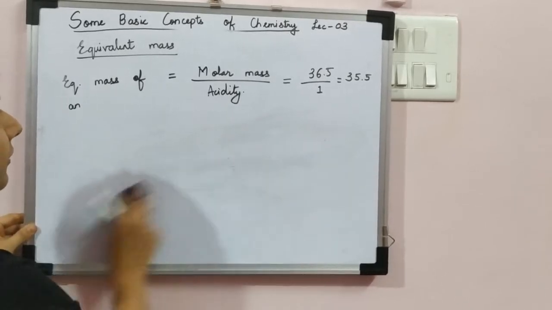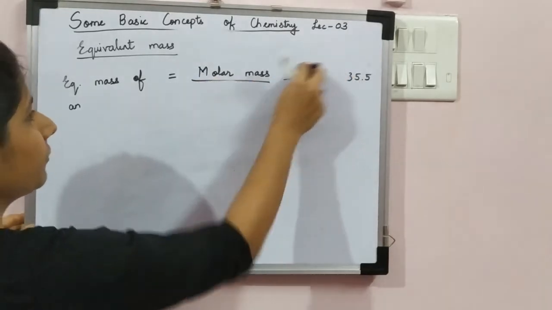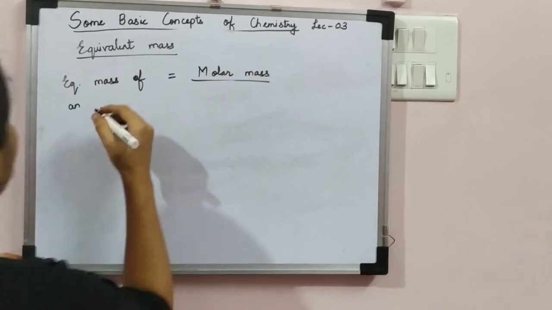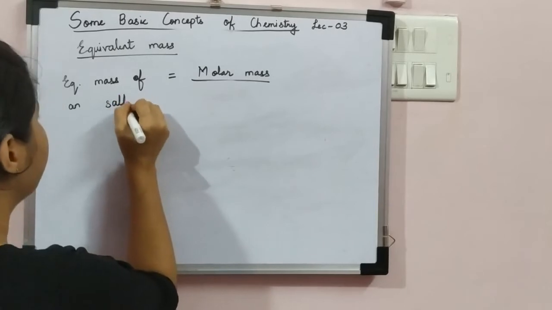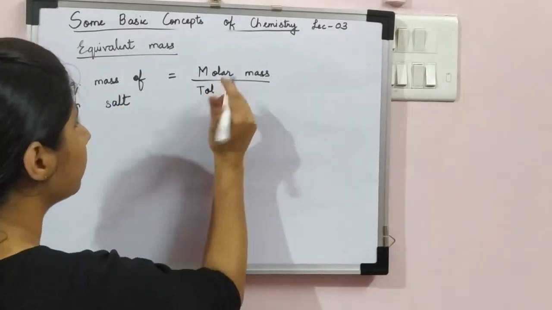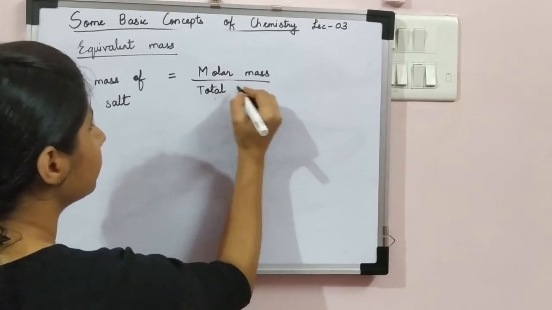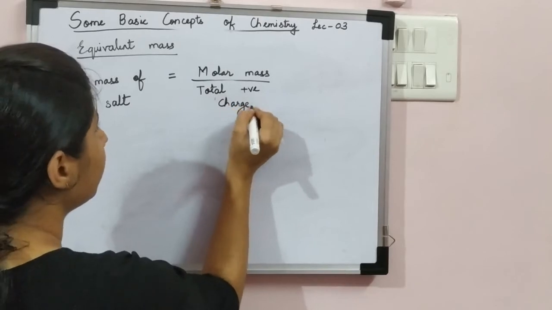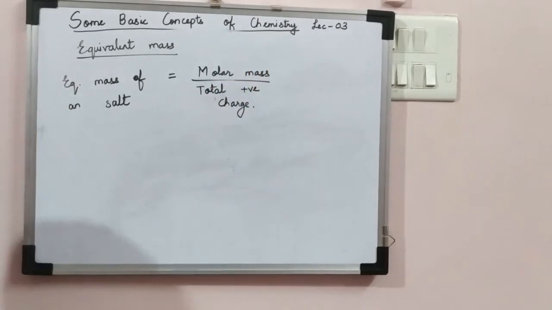Now there are different substances which we have to learn. The next substance that we have to learn is calculating the equivalent mass of, let's say, a salt. Now for a salt, we'll have to calculate the total positive charge. Okay. So molar mass upon total positive charge is the equivalent mass of a salt. Okay. So let's take an example of a salt.